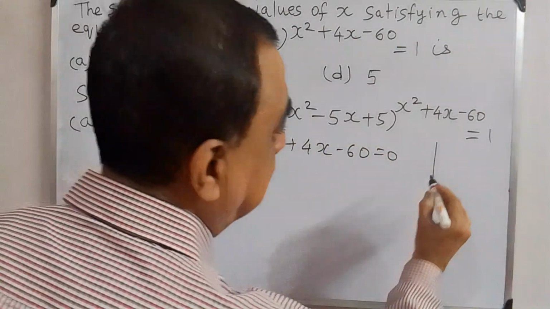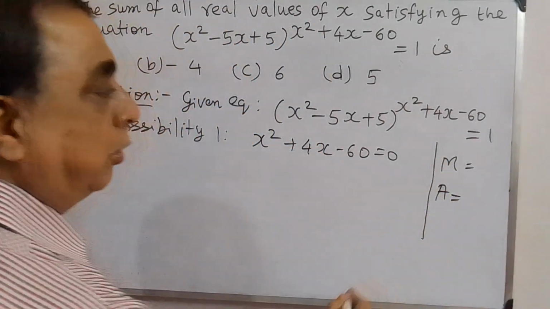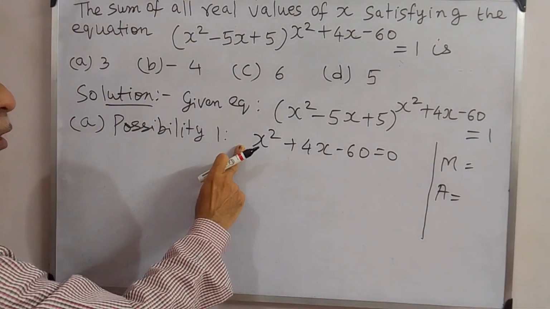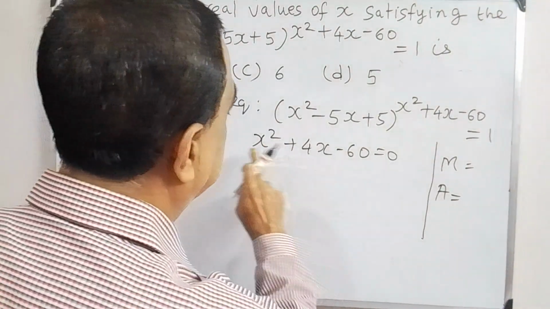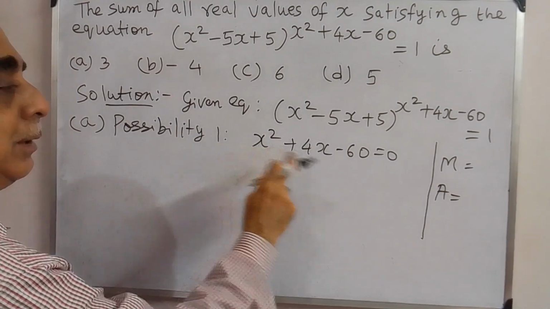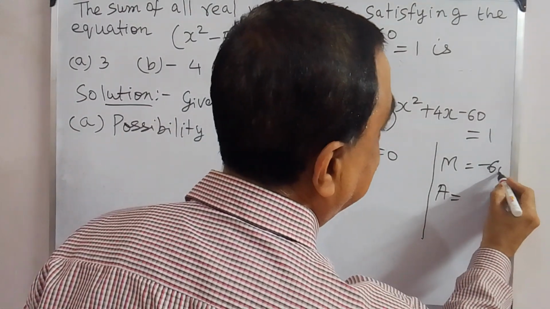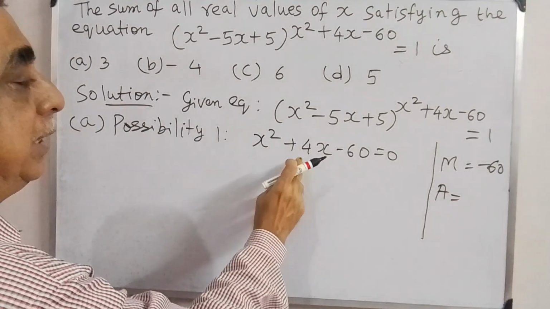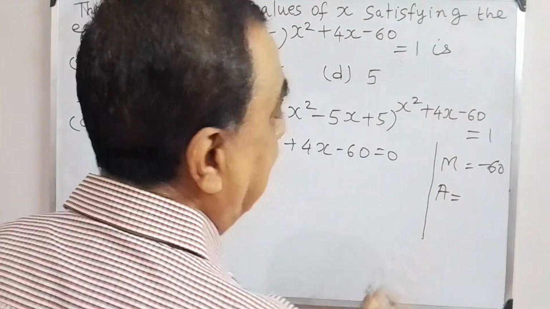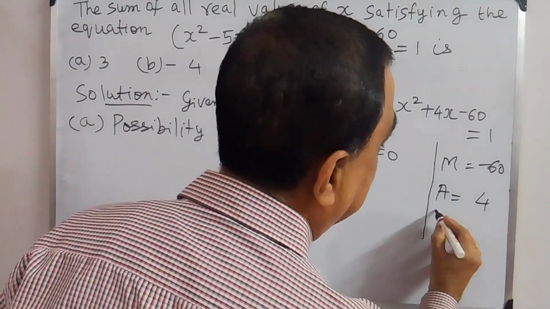So how do we solve the quadratic equation? We write M and A in the rough column. For M, we write the product of the coefficient of x squared and the constant term. The coefficient of x squared is 1 and the constant term is minus 60, so 1 into minus 60 is minus 60. The middle term coefficient we write for A; A stands for addition and M stands for multiplication. So the middle term coefficient is plus 4.